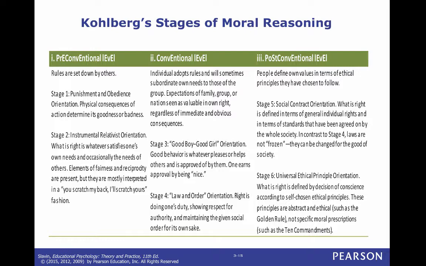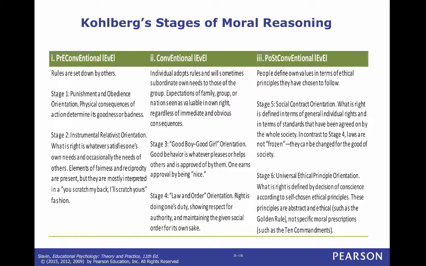And under the conventional level is stage 3, which is the good boy, good girl orientation. Good behavior is whatever pleases or helps other people and is approved of by them. So it's the idea that you only do it because your mom and dad will be happy, or that you're being a good girl or a good boy. A lot of children at a younger age, probably elementary school age, it's a lot of times teacher-pleasing behavior. They do it because they want to be thought of as a good boy or a good girl.